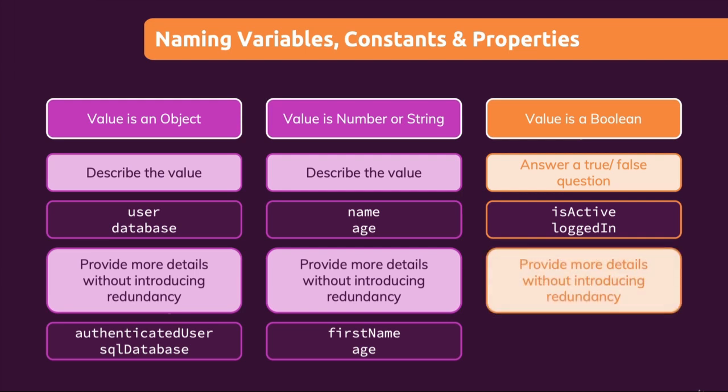Now for booleans it's the same. You can add more details if it makes sense. For example, if isActive refers to a user, you could name it isActiveUser. LoggedIn, on the other hand, will typically always refer to a user. So for example, using userIsLoggedIn instead of just loggedIn is longer, but not necessarily better.